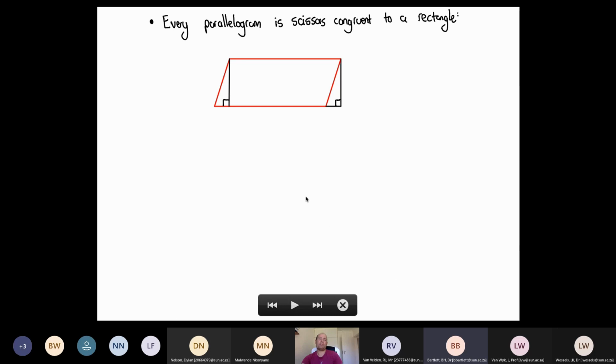And carrying on, every parallelogram is scissors congruent to a rectangle. Because if you take this red parallelogram, you can drop a perpendicular altitude from each vertex, and then that would convert it to this rectangle here. So I could move this triangle over to the other side. So the red parallelogram is scissors congruent to this rectangle over here.